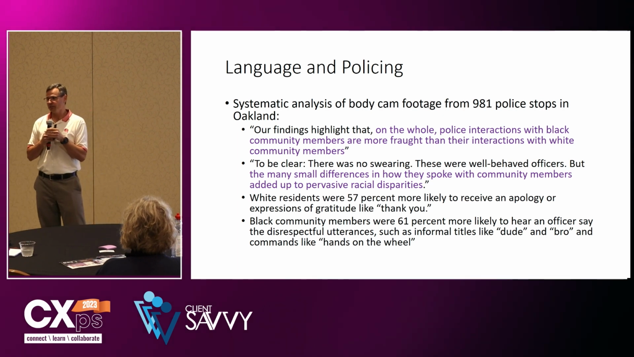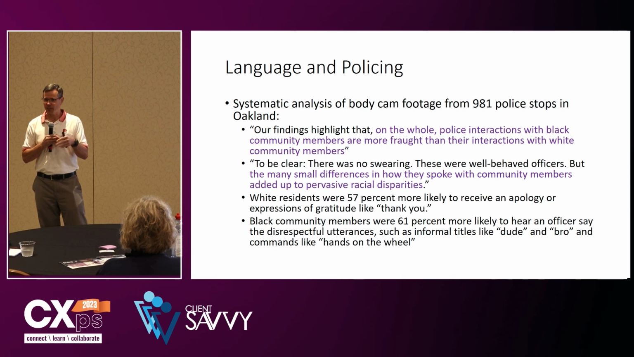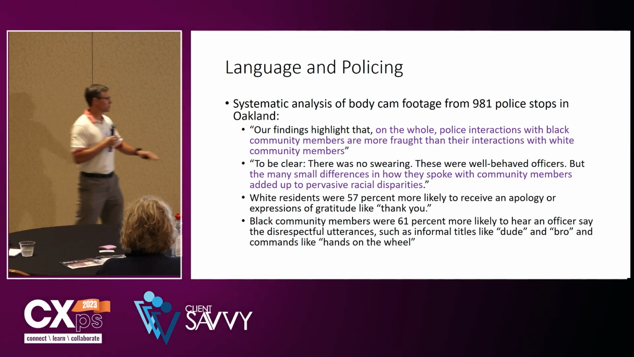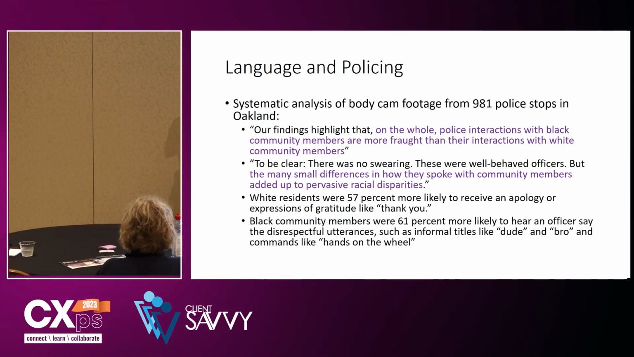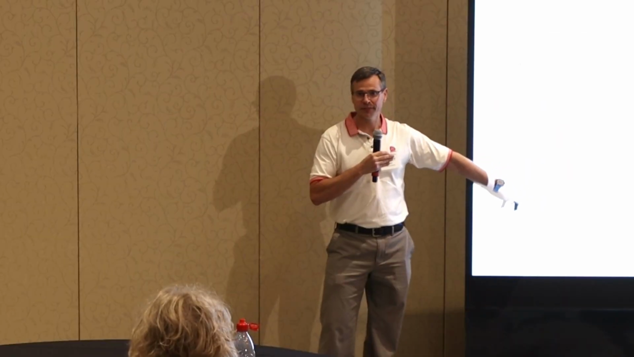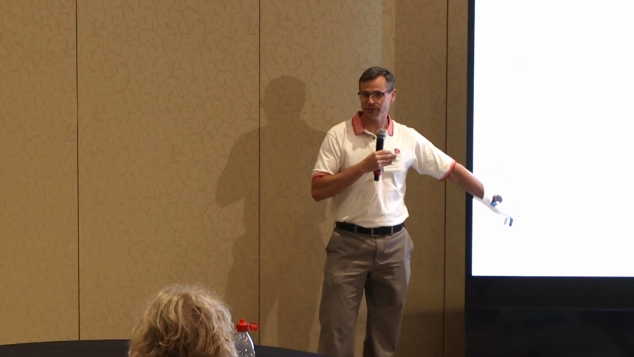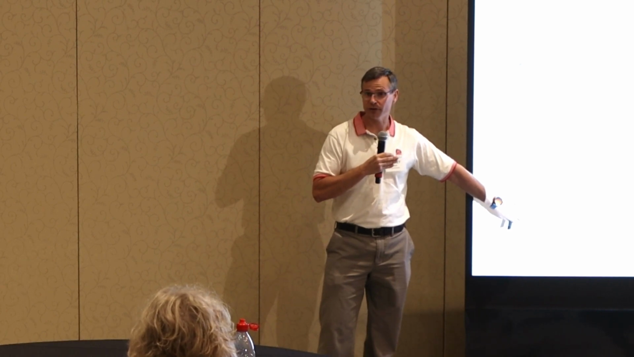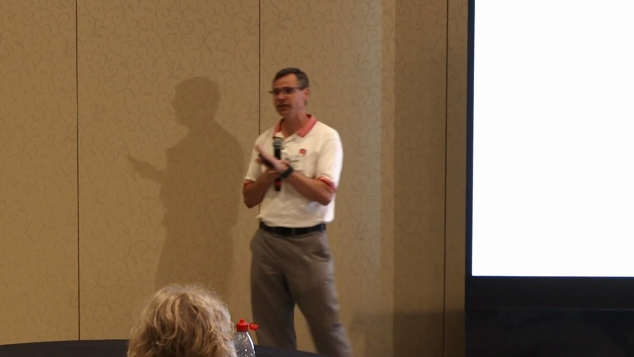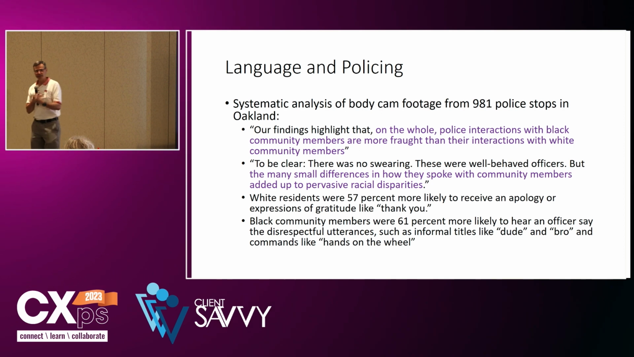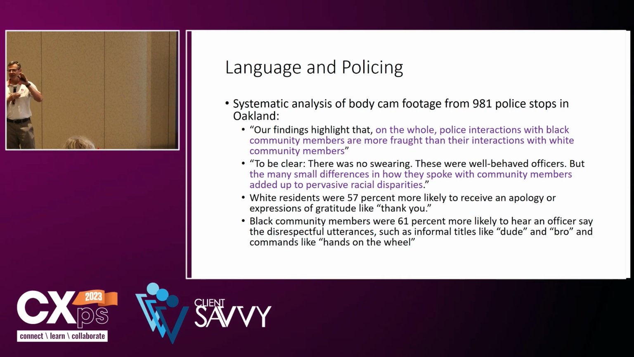But the point here is simply, these are system 1 biases that are coming out, right? I'm supposed to be polite to white people. I don't have to be polite to African Americans. I can be demeaning to African Americans. I can try to assert power over African Americans. All these types of things are simply the implicit biases of these police officers coming out in these cases, right? And again, I want to go back to that second point there. These were well-behaved police officers.